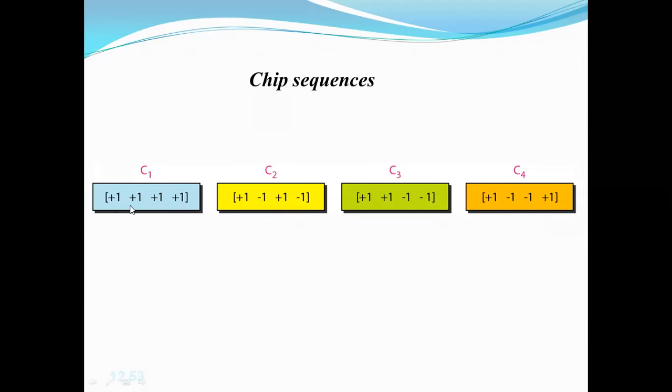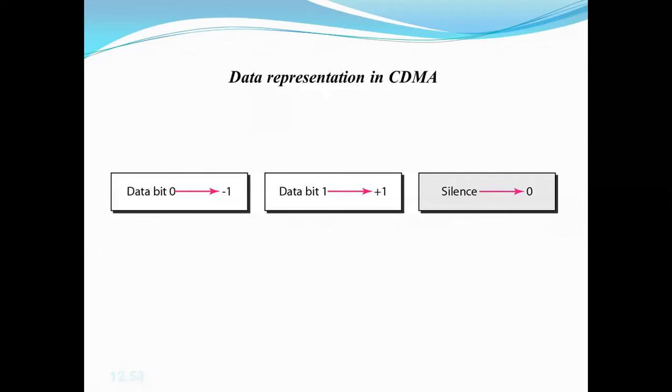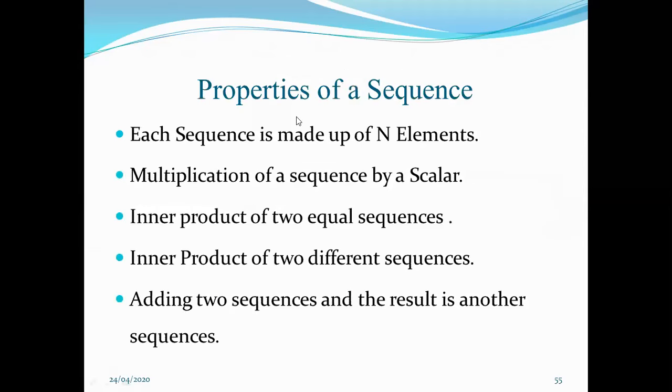Now, every sequence will have certain properties. That means the properties of a sequence we need to discuss here. The first property of the sequence is that each sequence is made up of n elements. Each sequence is made up of n elements. Here n represents the number of stations, so whatever n you are going to represent is nothing but the number of stations.